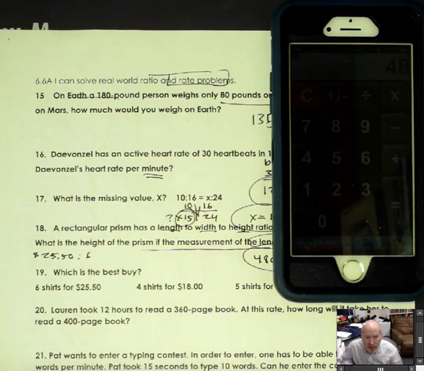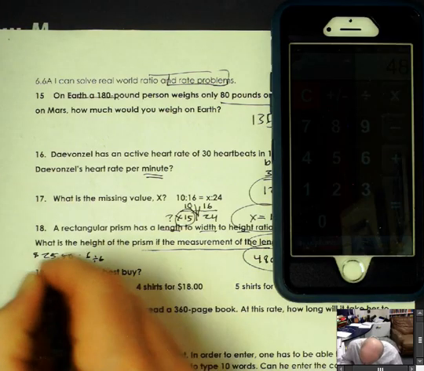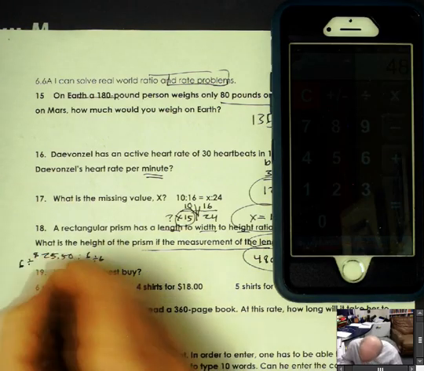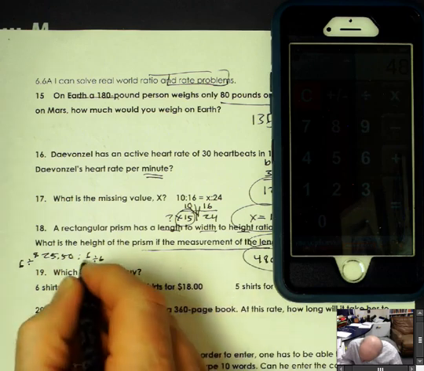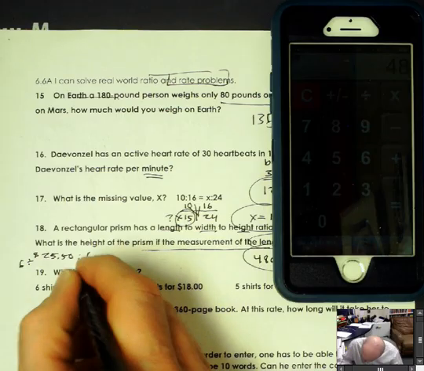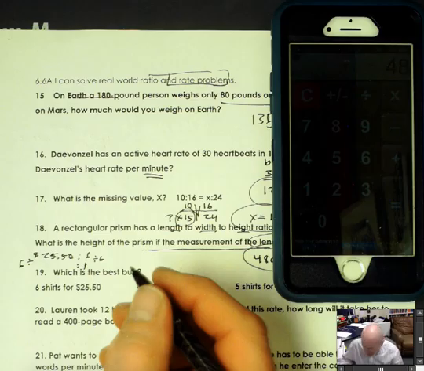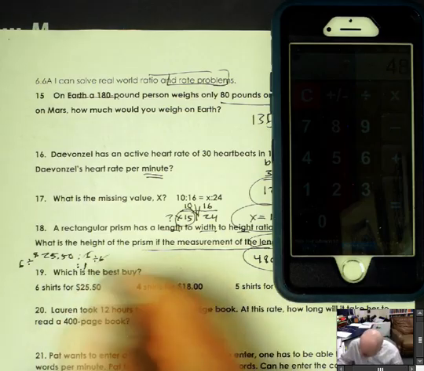Now if I want to get that down to one shirt, I'm going to end up dividing by 6 on both sides. And sometimes I just put the fraction bar there too. You can do that if you want. But 6 divided by 6, of course, is going to be 1. So we get that unit rate. They kind of cross themselves out.